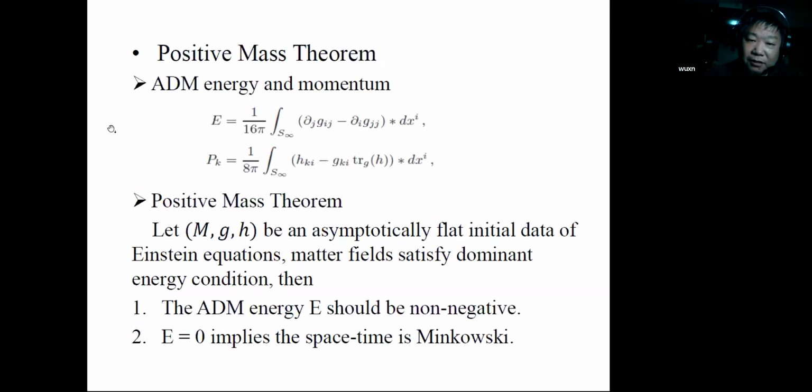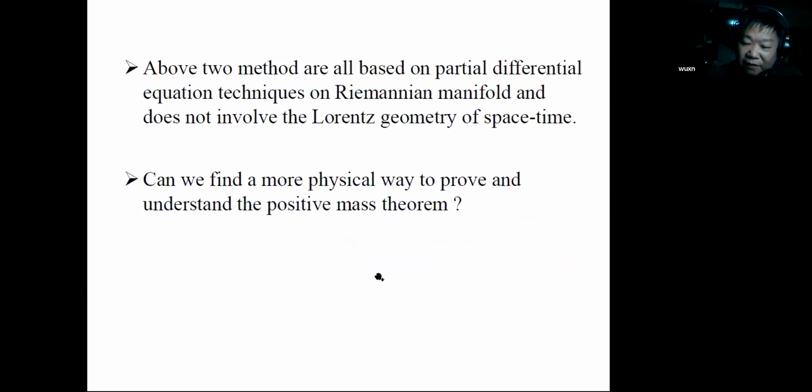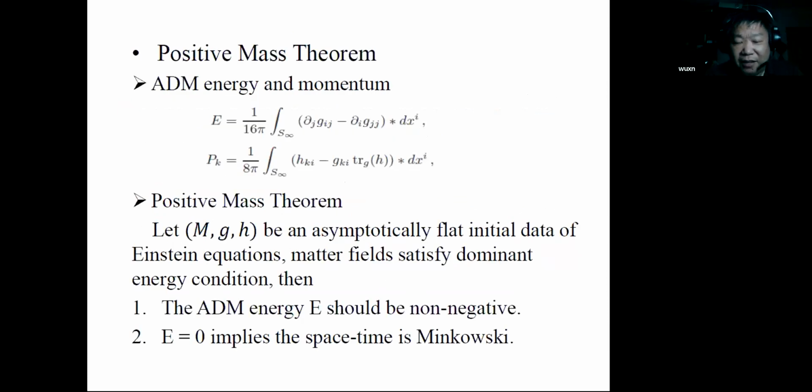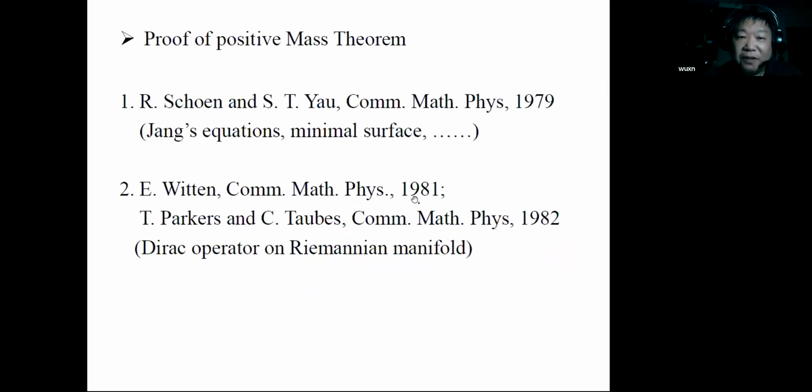From the physical point of view, this theorem is quite natural, because if we have no such kind of positivity, then the gravitational system should not be stable. But the mathematical proof is far from easy, and it's well known that the first proof was given by Professor Xiaoning and Professor Yao in 1979, and they also developed many very useful mathematical techniques.